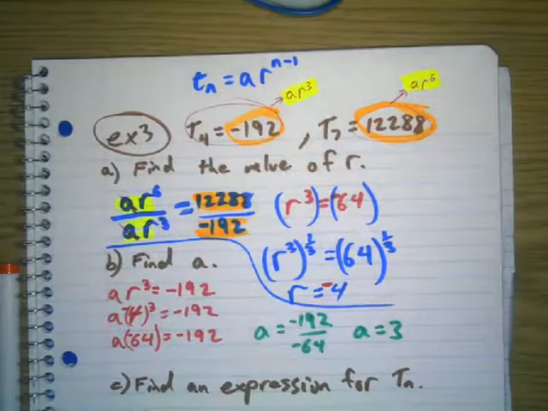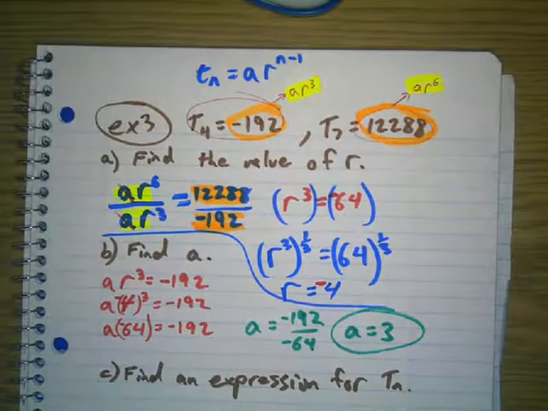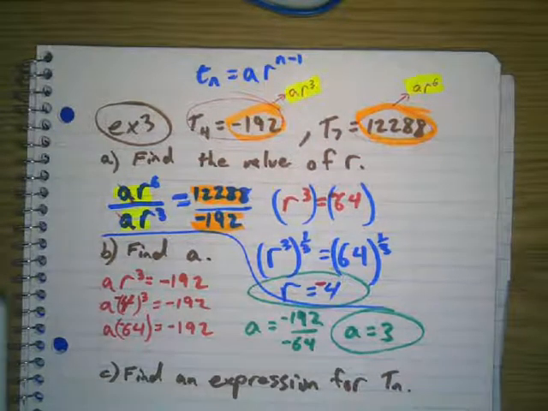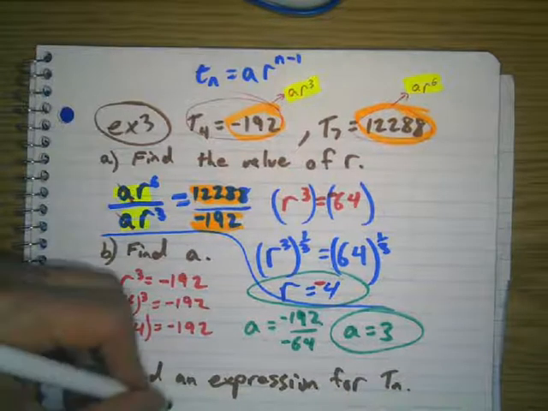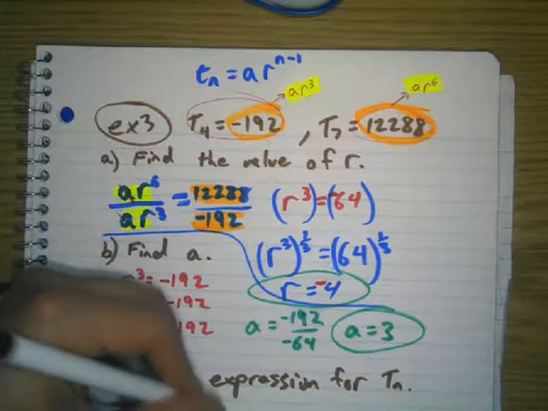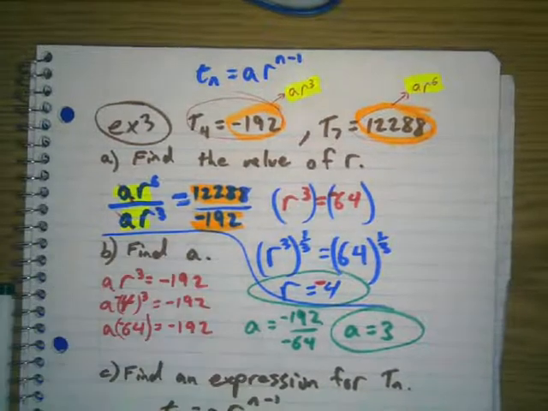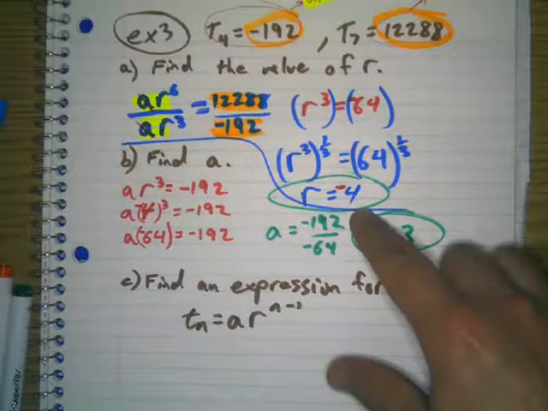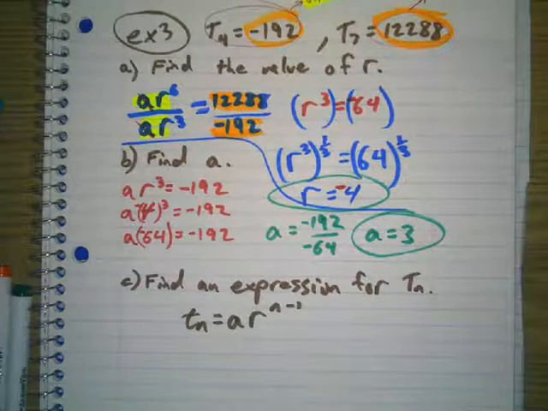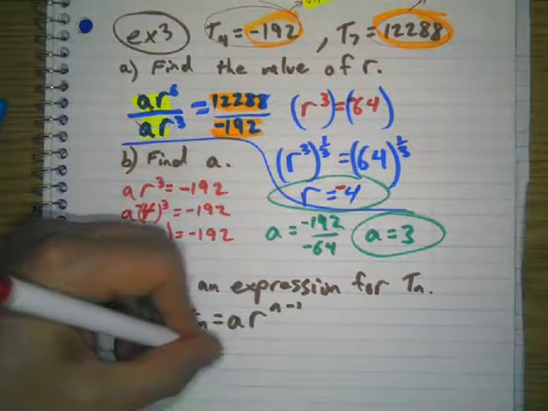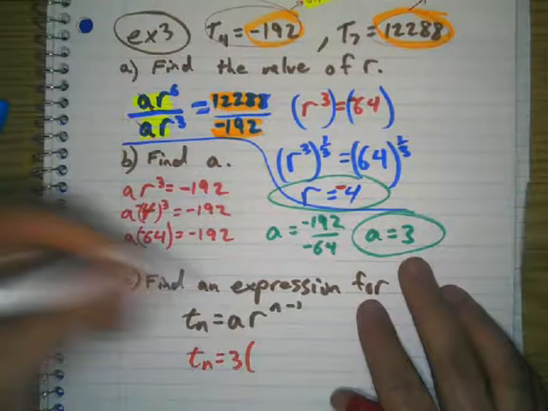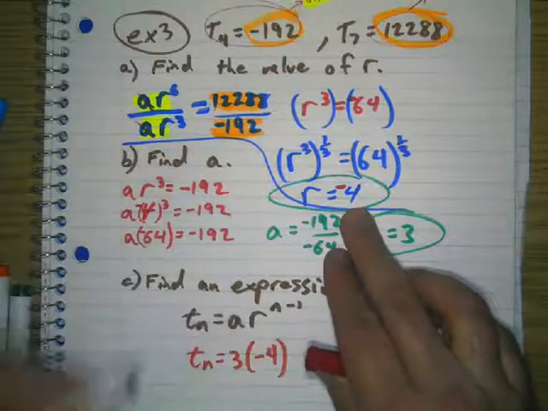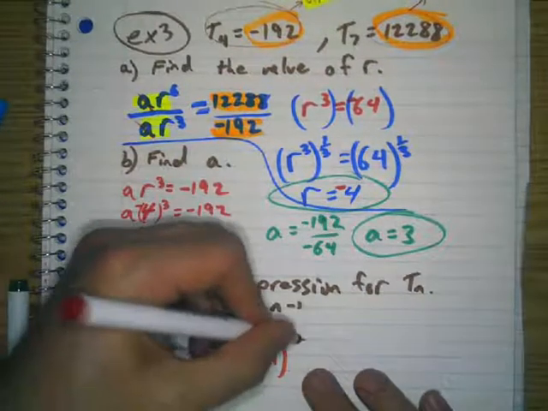Okay. So if we know a and we know r is negative 4, we can now write our expression because we know that T sub n equals a times r to the n minus 1. So now we know a is 3, r is negative 4. Our expression is T sub n equals 3 times negative 4 to the power of n minus 1. And that is our expression.